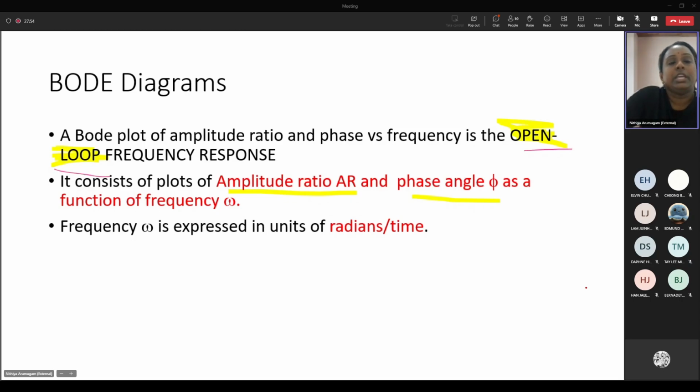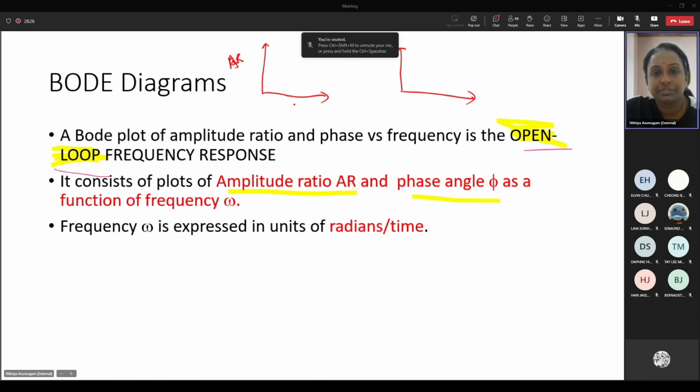Other than the amplitude time graph, we call that, we also have the Bode diagram. The Bode diagram is basically a graph of the frequency response of a system, okay, in which we're going to have two separate graphs. Like I mentioned earlier, we will be looking into two separate graphs. Here, amplitude ratio versus frequency, and the other one is phase angle versus frequency for open loop frequency response.